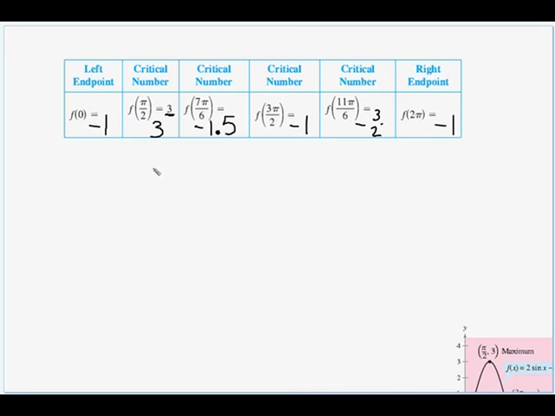So let's look for the biggest number of all. Well, all those are negative except right here. We have our max at 3. What about our lowest value? Well, negative 1, negative 1, negative 1.5, and negative 3/2. These are basically the same thing. So we sort of have a tie in the race for our minimum. Negative 1.5 and negative 3/2 are both mins.